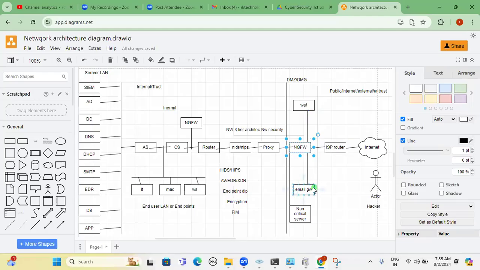Coming back here, email gateway. What is this email gateway? It handles phishing email categories of attacks. The attacker is sitting here, and he will send a phishing email via spear phishing or whaling, or maybe a malicious URL link or malicious malware attachment. That email will come to the internet. From the internet it will come to the ISP router, from the ISP router to the next generation firewall, and the next generation firewall will reroute it to the email gateway.